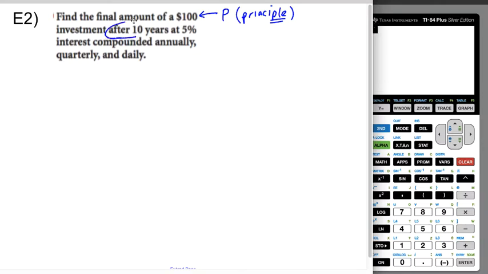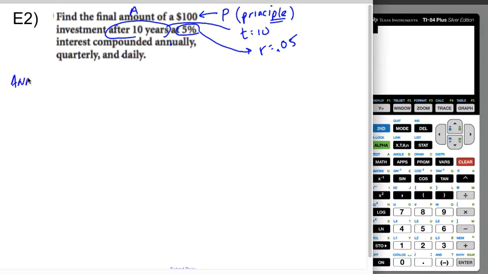They tell us after 10 years, so what that's telling me is that t is 10. They say a 5% interest, which means my rate is 0.05. And we're asked to find the amount, so we're asked to find A, we don't know A, and then they give us 3 different options to plug in. So essentially what they want me to do is actually 3 questions.